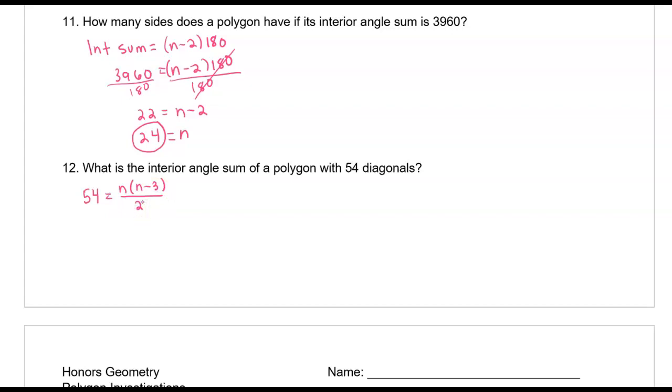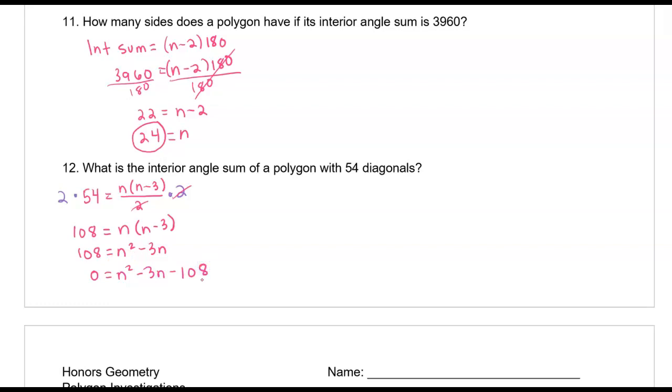I hope you set 54 equal to the diagonal formula. The first step to solve is multiply both sides by 2. 2 times 54 is 108. Now distribute the n. Subtract 108 from both sides.